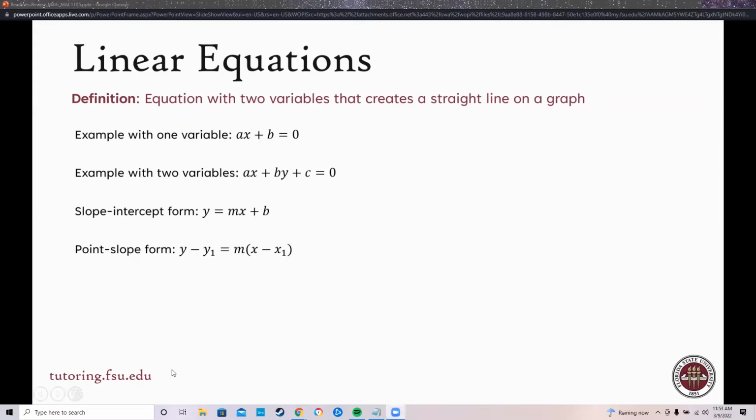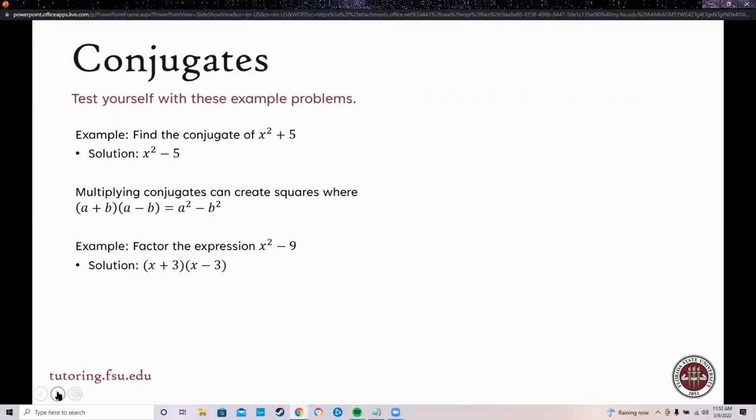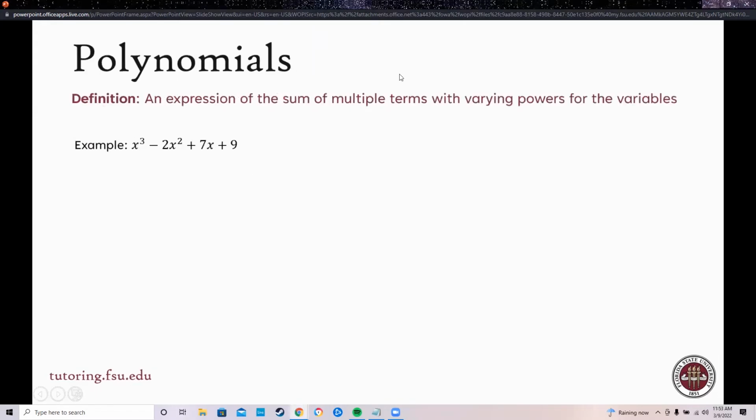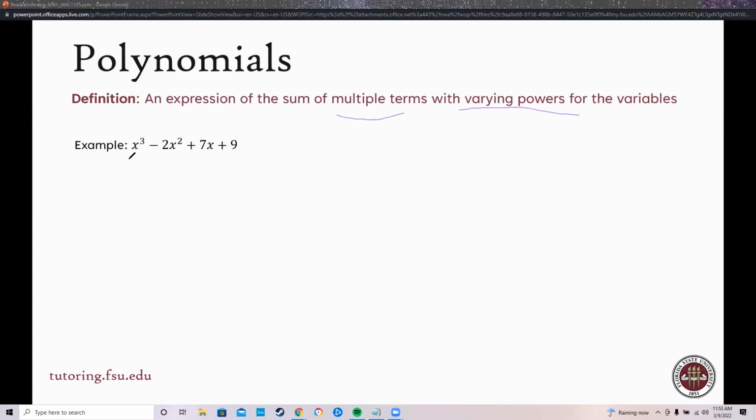So an example then of a nonlinear equation would be a polynomial. A polynomial, as you can already point out, is something that has multiple terms with varying powers. So this actually has a couple x's in here that start out at x to the power 3, and then x to the power 2, and then you have x.